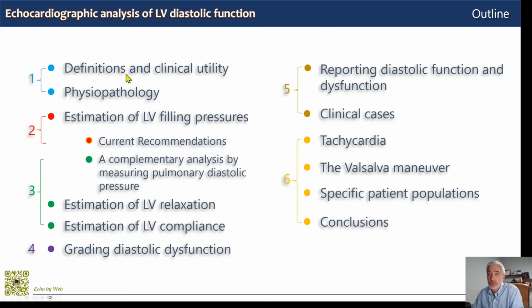So the first talk will look at definitions of diastolic function, diastology, and its clinical utility, the utility of the echocardiographic analysis. And then there will be a basic presentation of the physiopathology of left ventricular diastolic function.